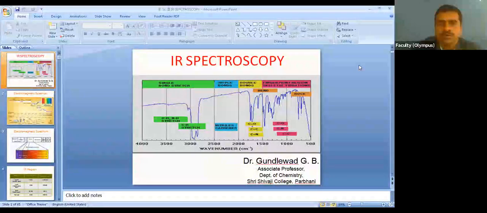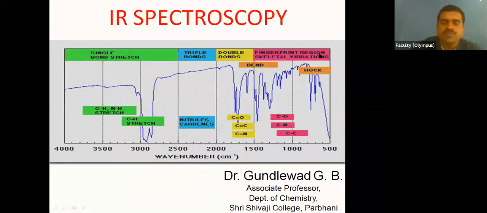First, in this paper, you have to study all the spectroscopies: IR spectroscopy, NMR, mass spectroscopy, and fluorescence spectroscopy. Okay. So the first lecture we are starting the IR spectroscopy, infrared spectroscopy. It is called infrared spectroscopy.